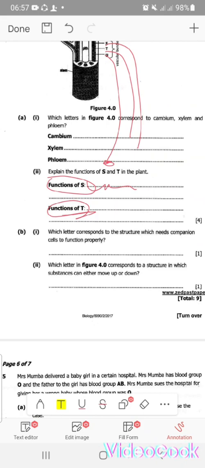Roman numeral 2b, which letter in figure 4.0 corresponds to a structure in which substances can either move up or down? Again, it's a phloem. In xylem, substances always move upwards, but in phloem, substances can move either up or down the plant.